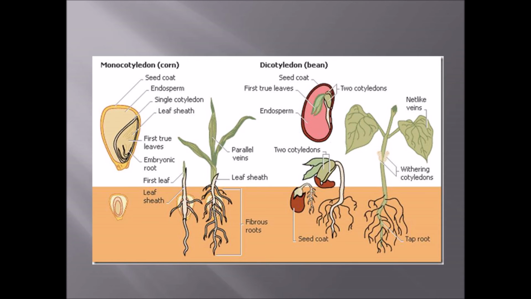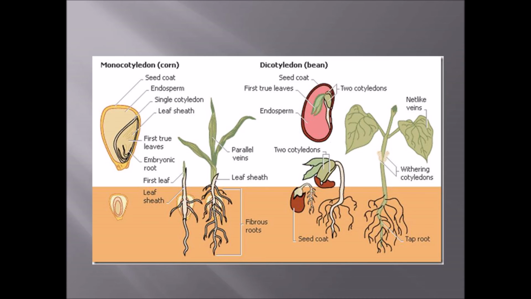On the right side, on the dicot side, the seed coat is present, and inside you can find two cotyledons. Two lobes are present, and as usual, the first true leaves and the endosperm are present. Then what happens after growing? The leaf sheath and the first leaf are marked. And here on the right side, the dicotyledon and the seed coat are marked.